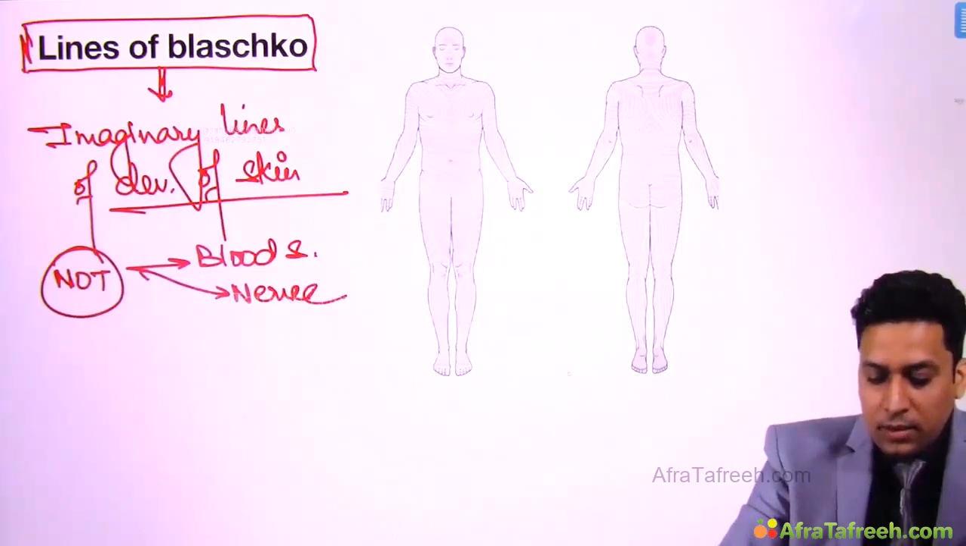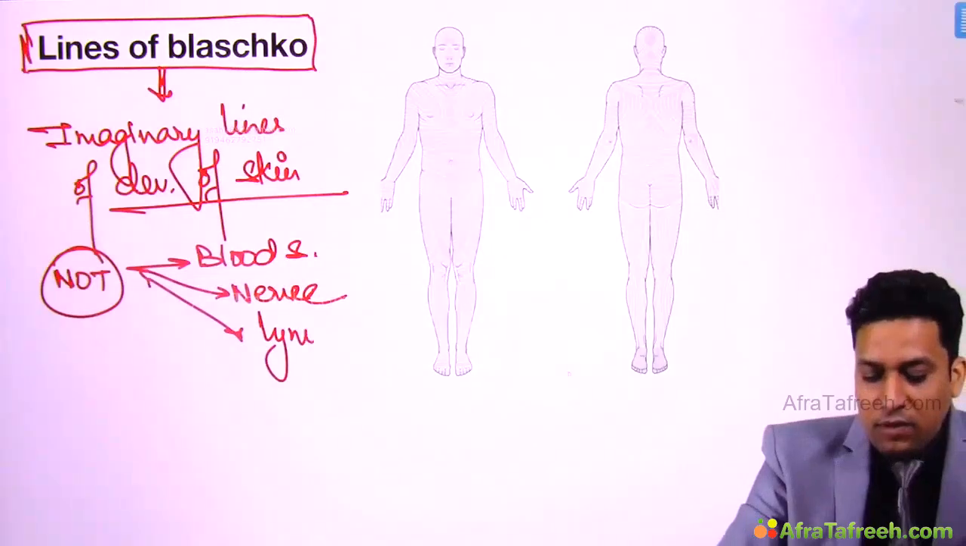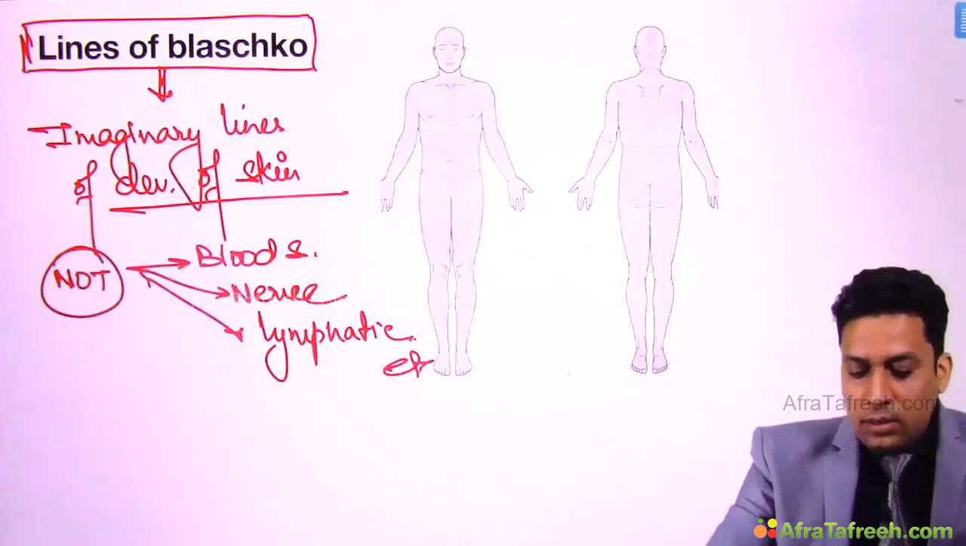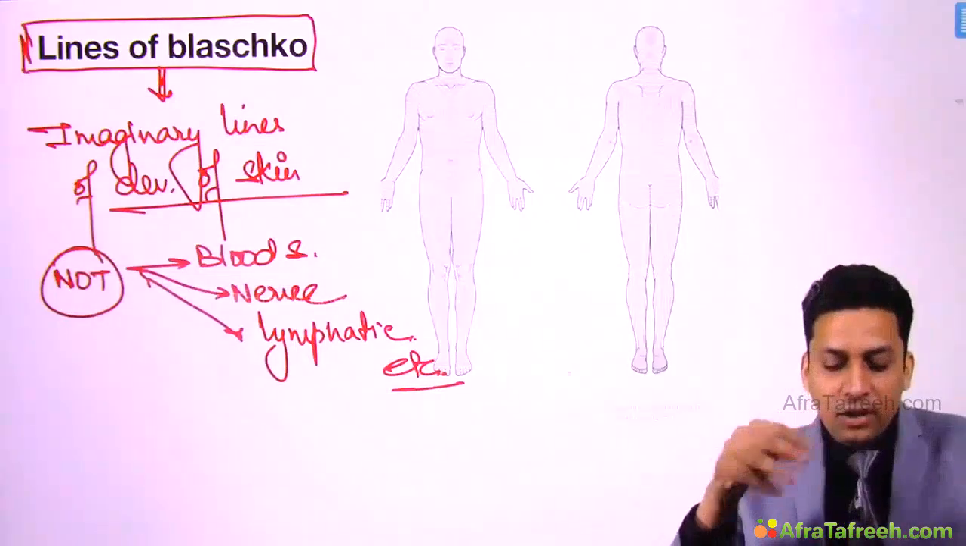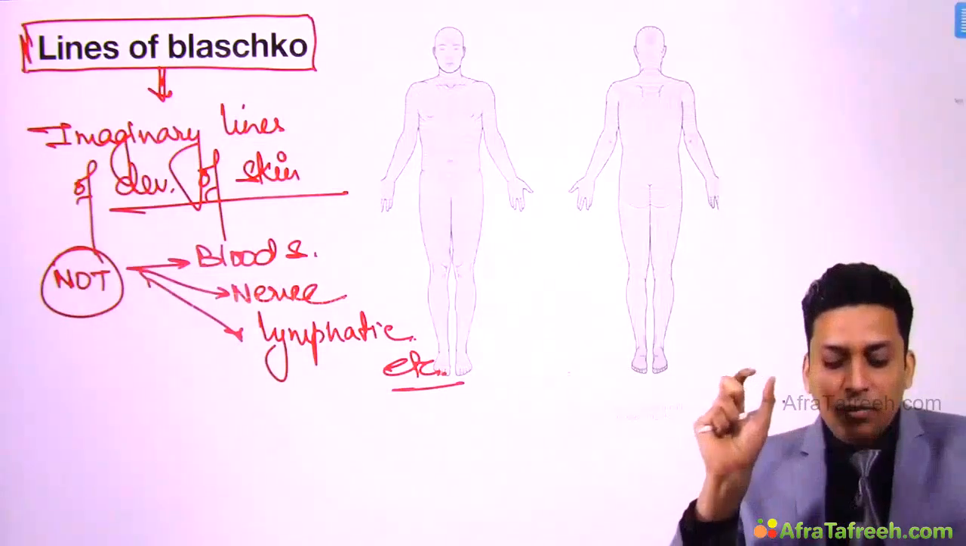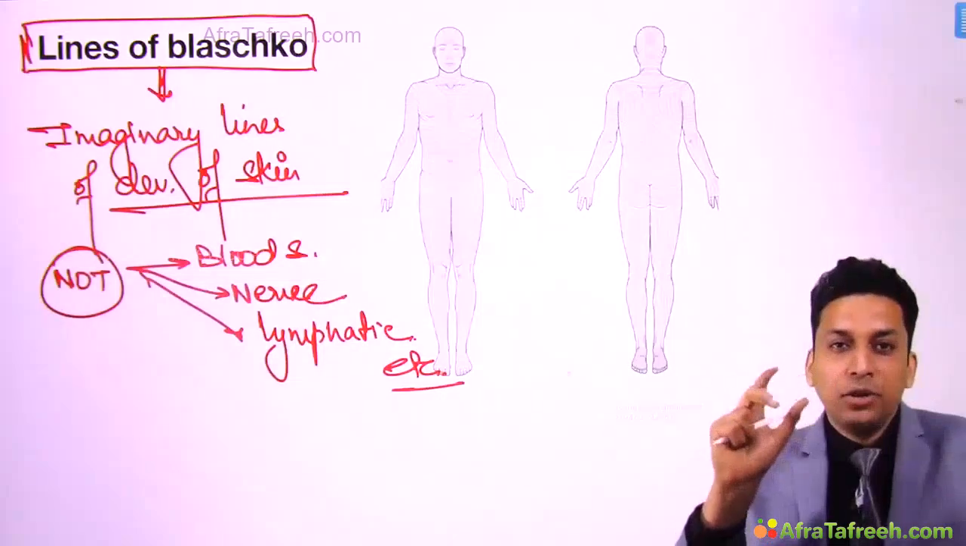nerve supply, lymphatic drainage, etc. Okay, so they do not correspond to blood supply, nerve supply, or dermatome or lymphatic supply. They are what? They are imaginary lines of embryonic development of skin.